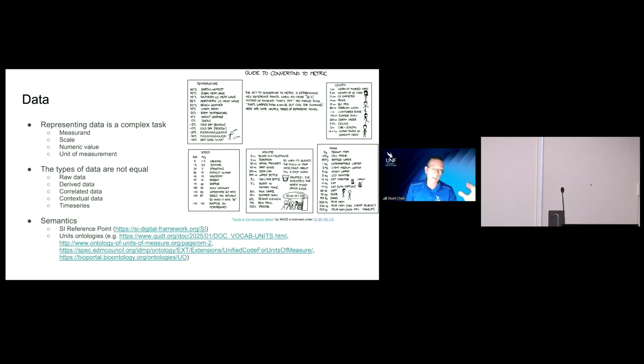Data is complicated. We've already talked about the different pieces of what data can be represented by, but there are different types of data: raw data, derived data, correlated data, two columns of data where a correlation is implied between those columns but is not explicitly stated. There are some things out there, as others have said, such as the semantic representation of the SI, and there are unit ontologies out there. So at least we've got those things covered, but there are pieces here that are still missing.